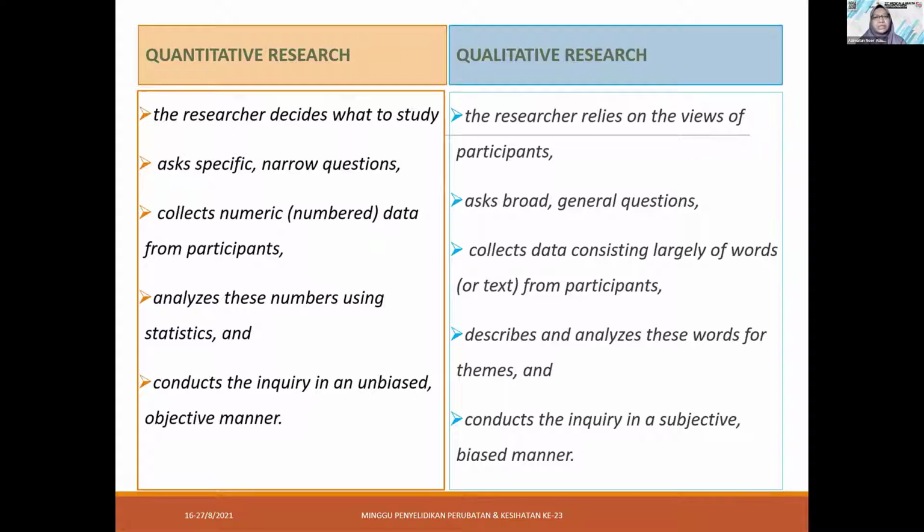However, in qualitative research, the researcher relies on the views of the participants. Usually they ask broad and general questions, collect data consisting of words or text from the participants, describe and analyze these words for themes, and conduct the inquiry in a subjective manner. So it's focused on a certain population.